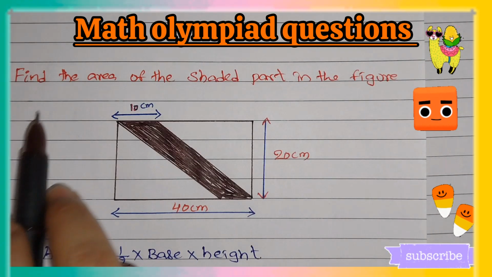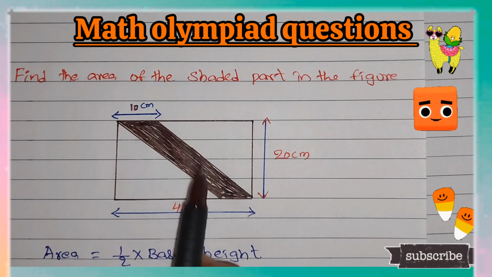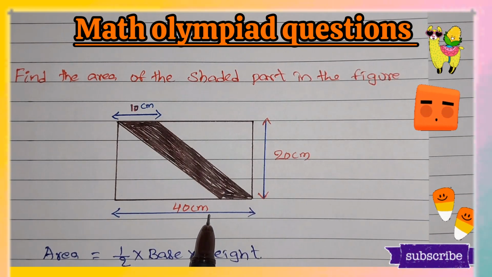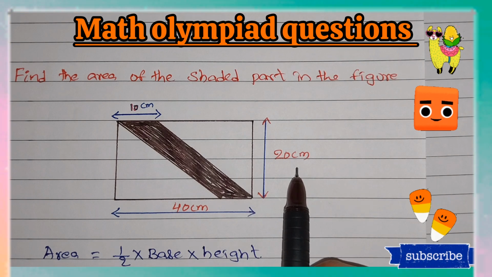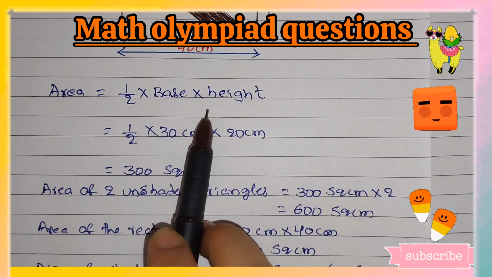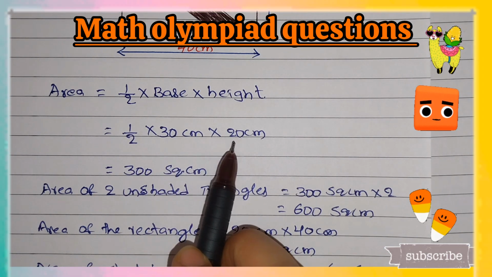The last question is: find the area of the shaded part in the figure. The given shaded part is 10 centimeters, the base is 40 centimeters and the height is 20 centimeters. Let's see how to solve this problem. Area equals half into base into height. The base of the unshaded part is 30 centimeters.